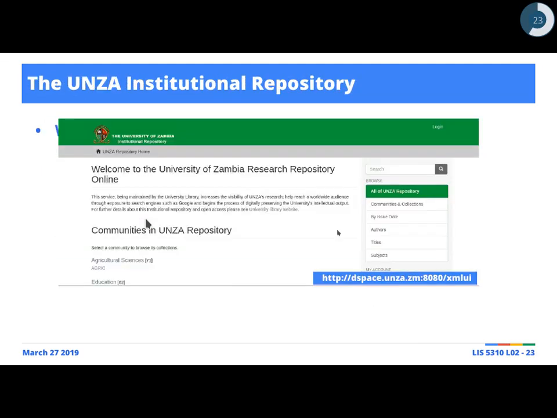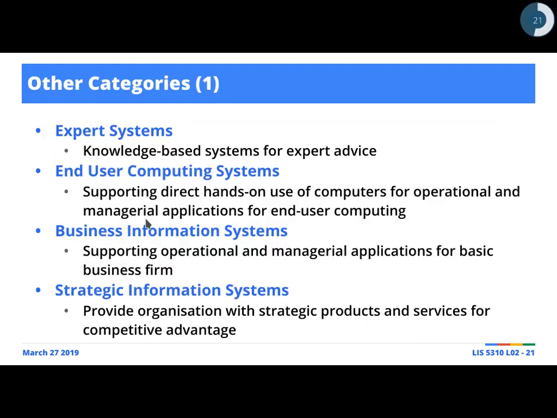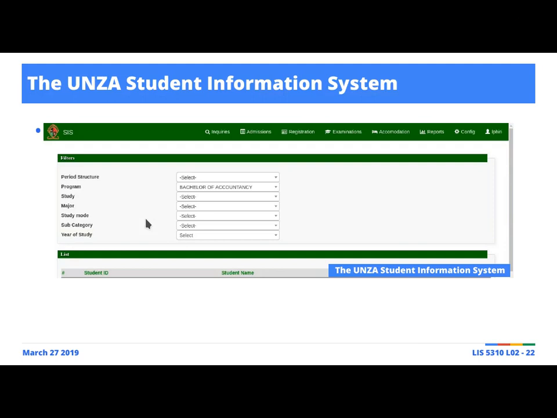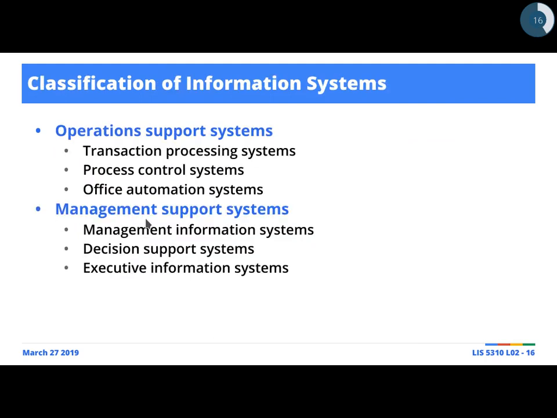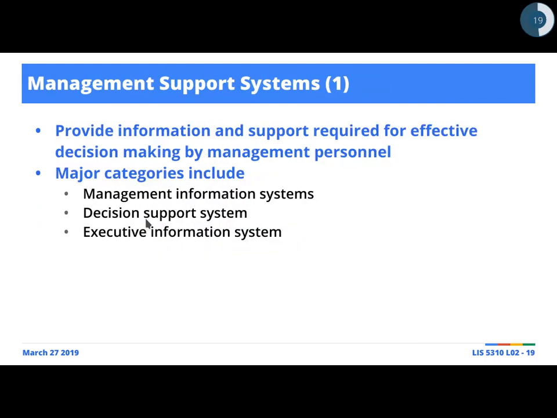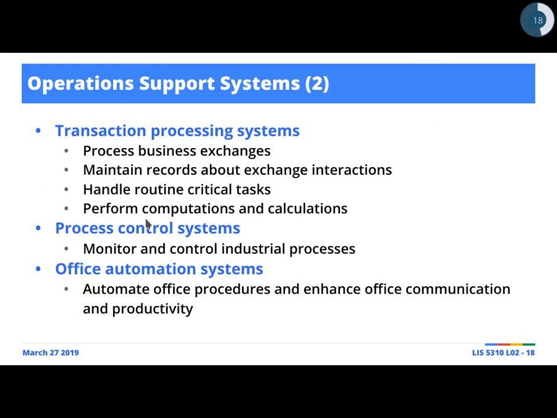I thought it's always nice to have a rundown of the different computer-based information systems out there, and perhaps things we are familiar with, the famous SIS system here, right? I'm curious what category we think it falls under. The student information system, we all have access to this, right? If we look at the different things we covered, would this be an operation support system or a management support system? If you just quickly think about what it's used for. Thoughts? Looking at the broad categories of operation support systems: transaction processing, process control, office automation.